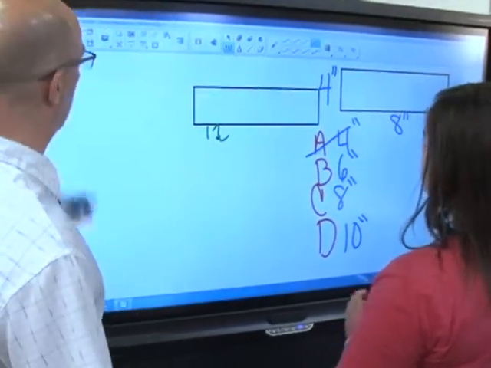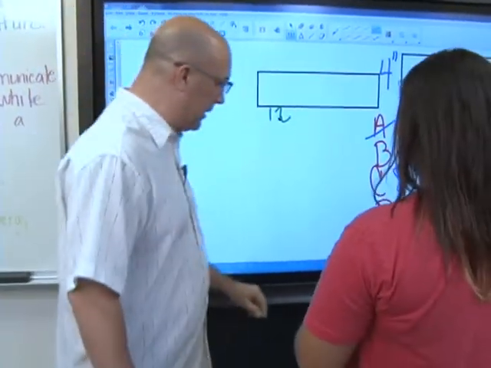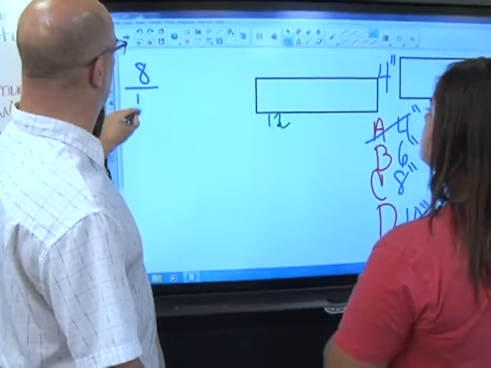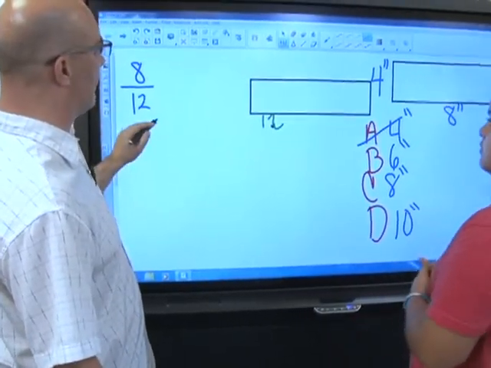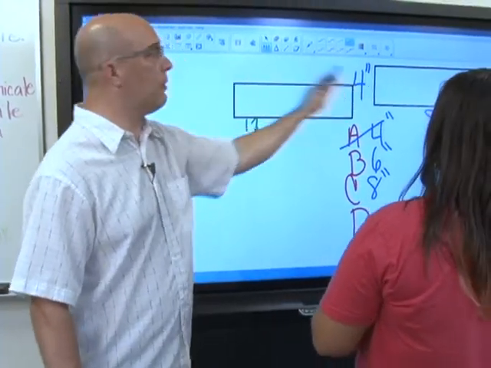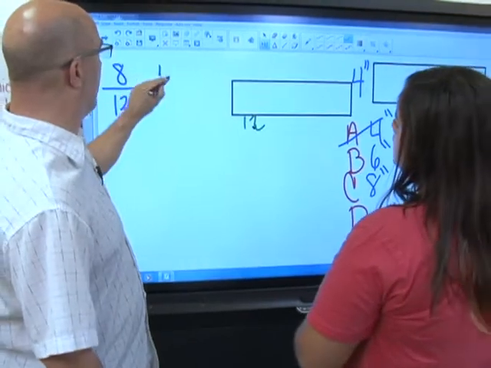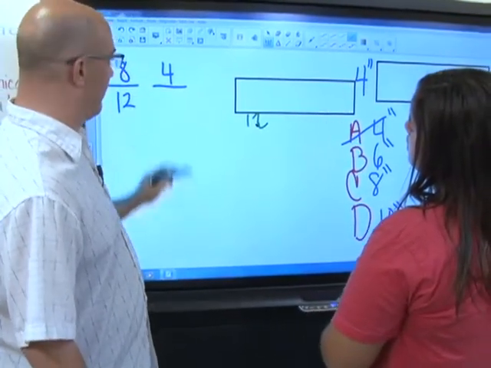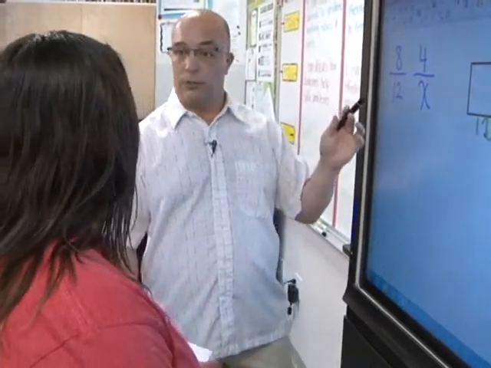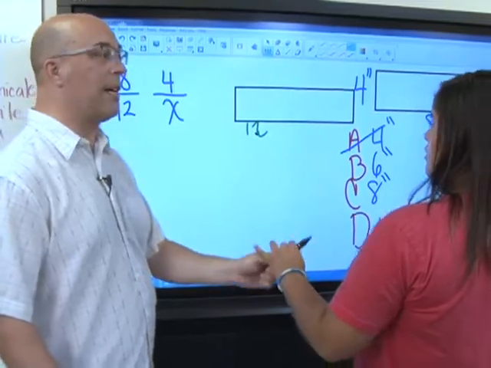So we know that this is 12 inches, and that is similar to the 8 inch. So over here, we have 8 to 12. If 8 is to 12, do we know what 4 is to? It's to something, isn't it? That's what we're trying to find out. So what you'll need to do is cross multiply and divide. Are you familiar with how to do that? Why don't you show me how you would do that?